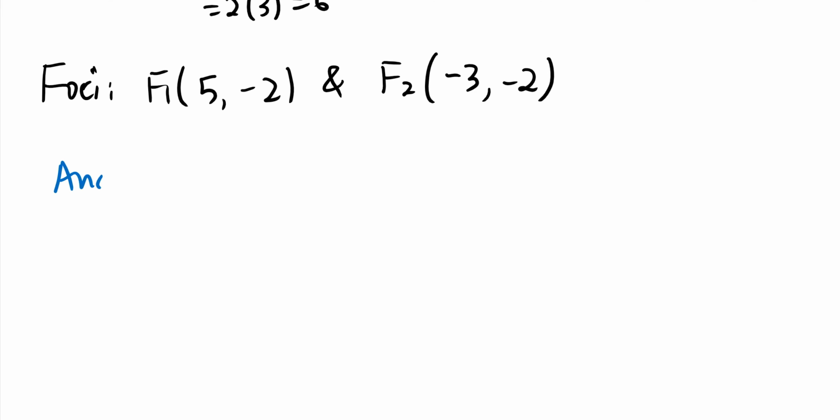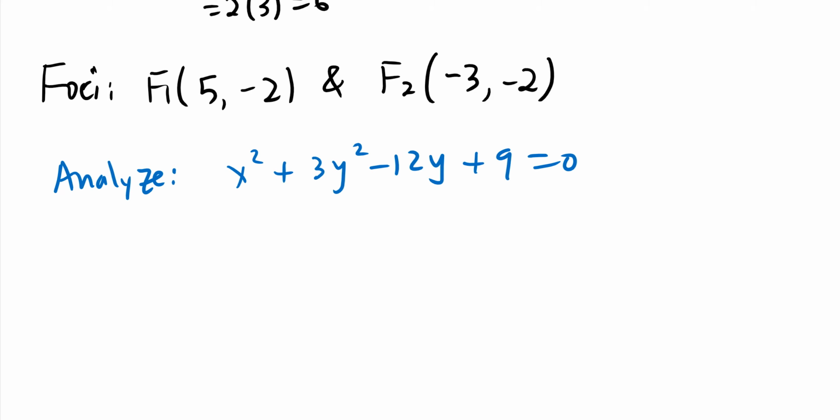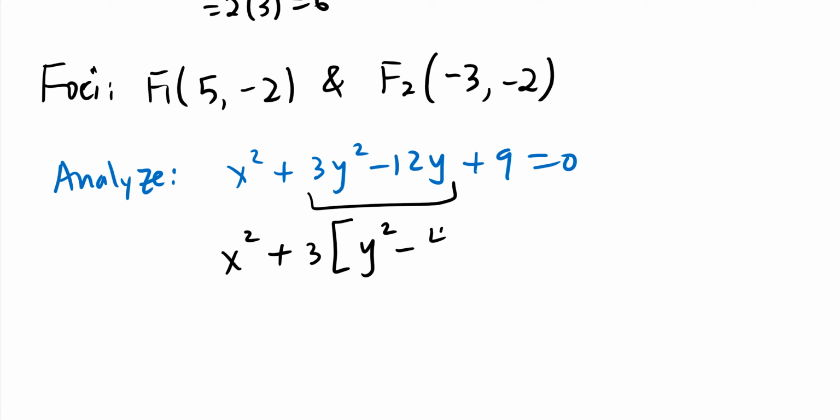Same thing, analyze the ellipse with equation like so. This one is not written as something squared plus something squared equals 1. What we need to do is complete the square. On the x squared, there's no x term, so x squared stays the same. For the y's, we factored the 3 out, so that gives us y squared minus 4y plus the 9 stays the same. So completing the square will occur inside the brackets.